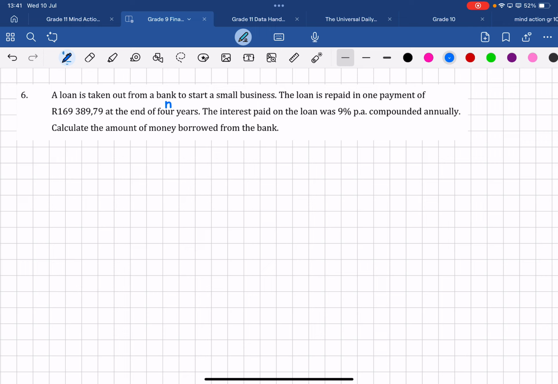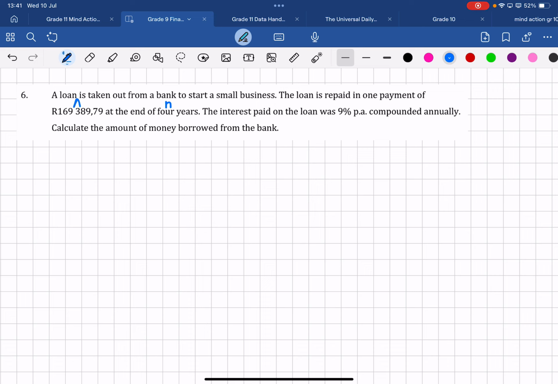Now, we just need to read the second sentence, the one that I've just read, very carefully. They're saying the loan is repaid in one payment of 169,000 Rand. So guys, is that the amount that we are taking out as a loan? Is that the amount that we're borrowing? Or is that the amount that we're paying back? Paying back. So is that the original amount or the final amount? That's the final amount. Okay, good.